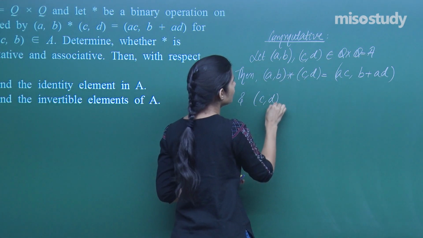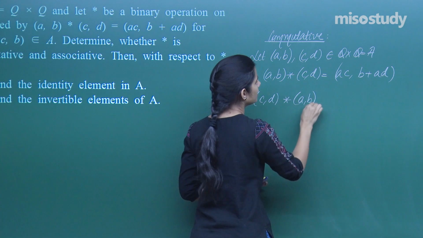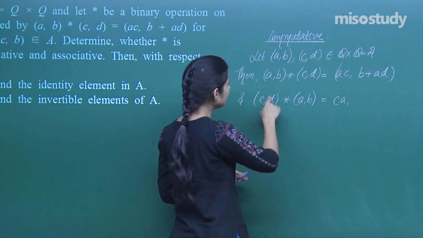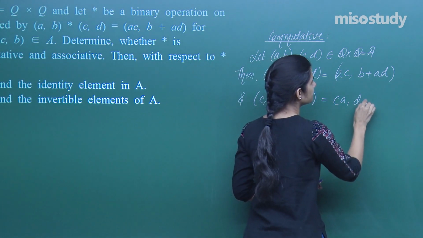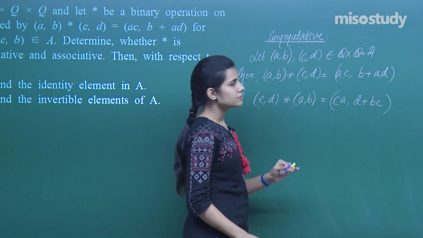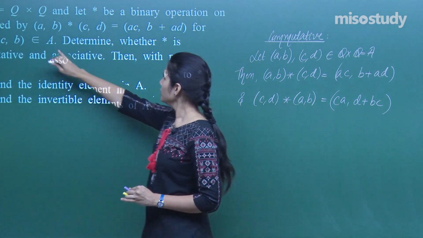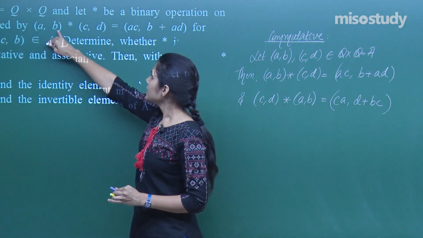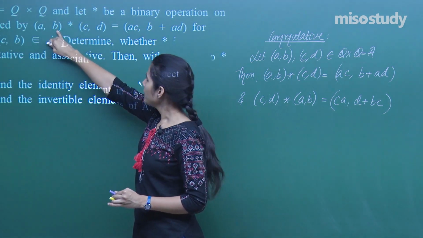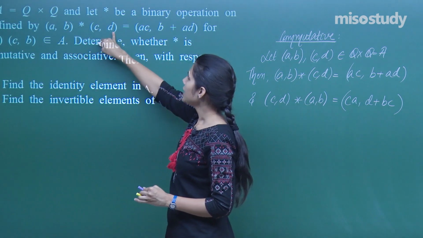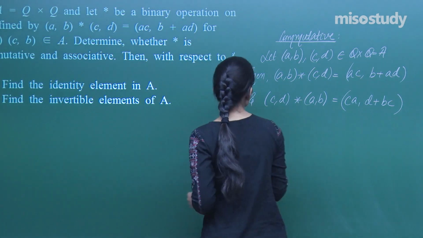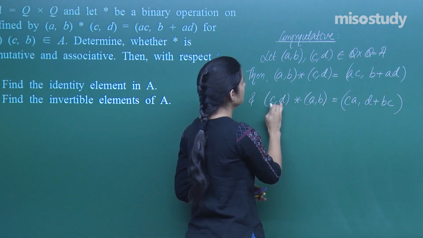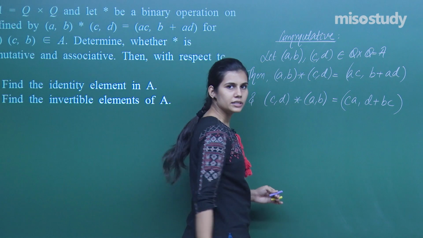And if I talk about (c, d) star (a, b), it is (ca, d plus bc). That is what the definition is basically. Multiplication of first coordinate with the first coordinate sits over here as the first coordinate. Then the second coordinate of the first pair plus the product of the first coordinate and the second coordinate. So here also I have done the same thing.